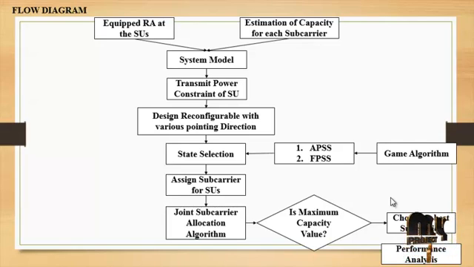And then state selection is APSS or FPSS, whatever it may be. We only selected the APS algorithm or FPS algorithm, that is for the gaming algorithm, and then assign the subcarrier for secondary users. Each subcarrier we are selecting and assigning the subcarrier values, finally calculating the process. So this is the overall flow diagram of the process.